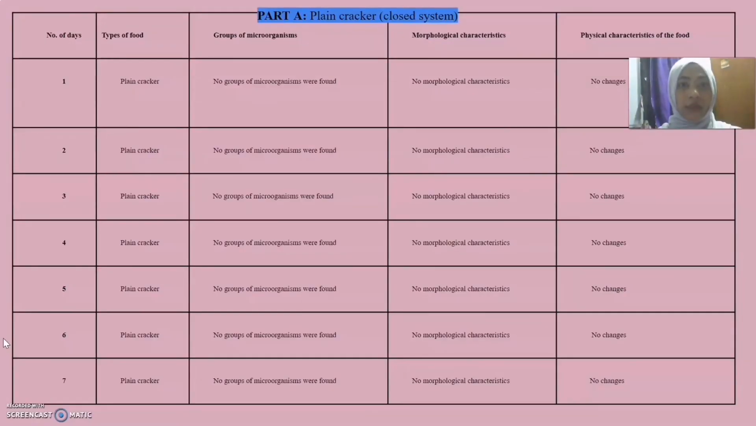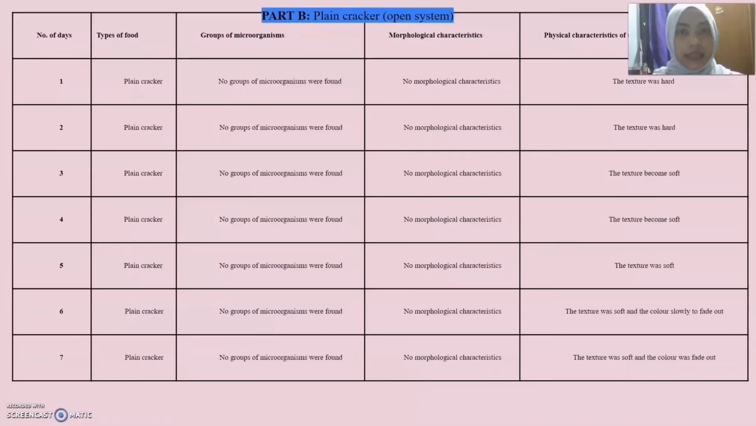This is the result for part A, flame cracker in a closed system. As you can see, from 1 day to 7 days, there are no changes in flame cracker part A. Next, this is part B for flame cracker in open system. As you can see, from day 1 to day 2, the set seal was hard, but from day 3 till 7, the set seal becomes soft, and from day 6 to 7, the color slowly fades out.